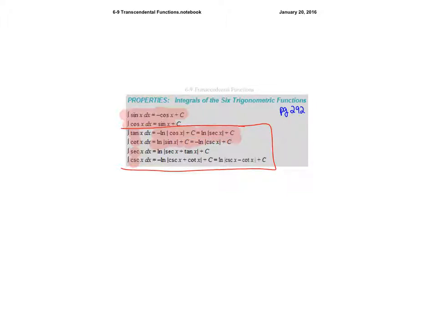Essentially, it's the same trick where you try to have a fraction and then let the bottom equal u. But the fraction has to be something where when you take the derivative of the bottom, it will give you the top. Kind of like what we had in the previous few slides. So these are some identities that you should probably write down in your notes just to have.